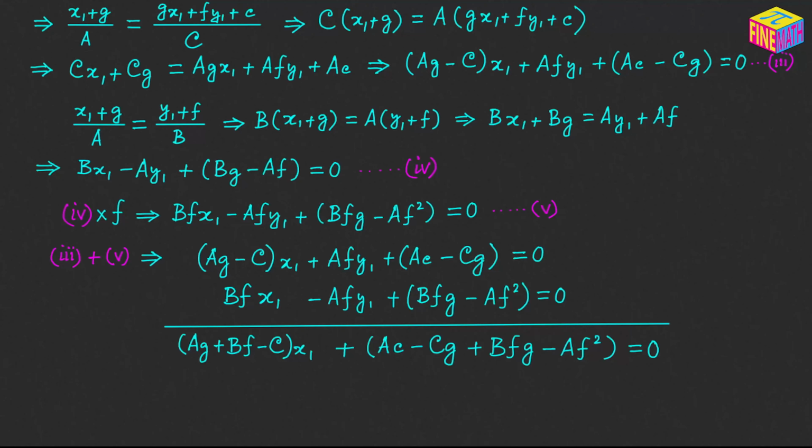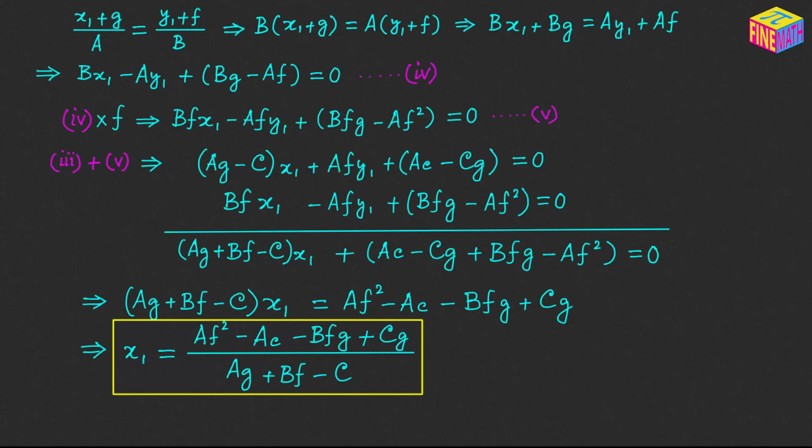And after addition we are going to get something like this. Here we have an equation only with x sub 1 as the unknown. So from here we can easily write down the value of x sub 1, and this is the value of x sub 1. Next, let's also try to find out the value of y sub 1.